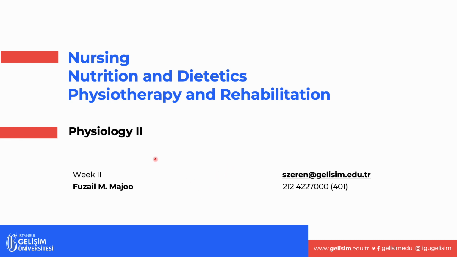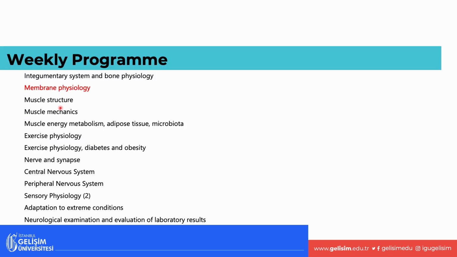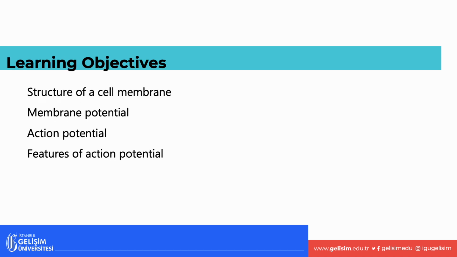Okay, so we're going to be starting our second lecture, or week 2 lecture, and we will be speaking about membrane physiology this week. Some of the learning objectives include looking at the structure of the cell membrane. We'll talk about membrane potentials, action potentials, and also we'll be looking a bit into some of the features that we have within an action potential.